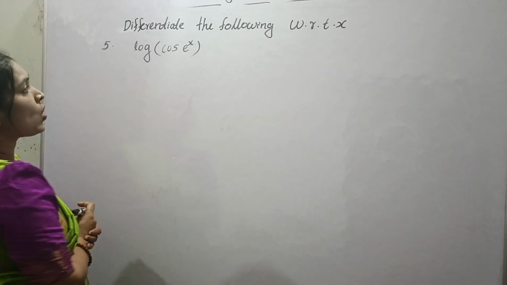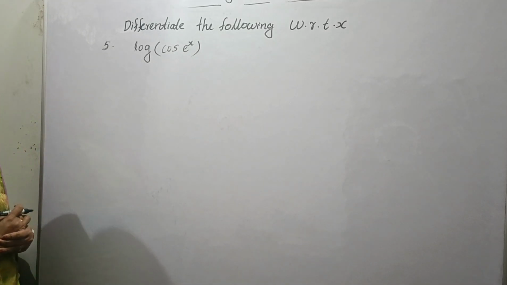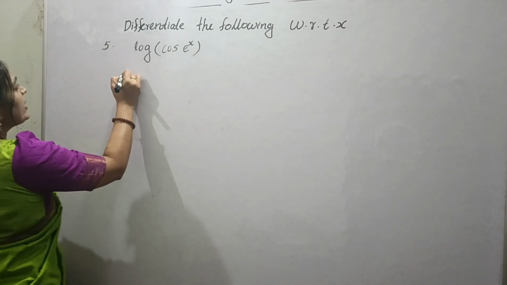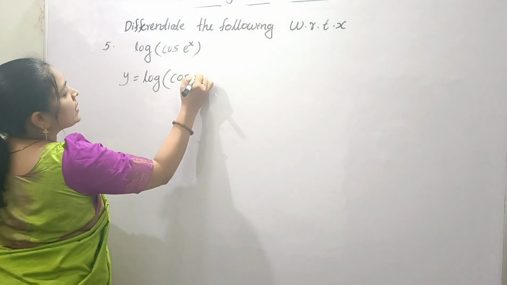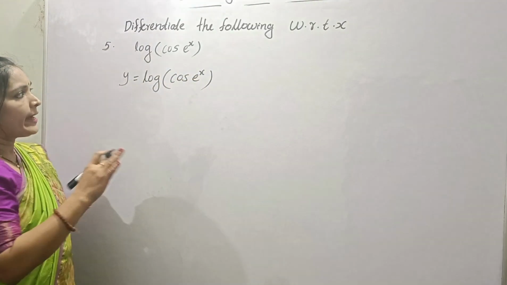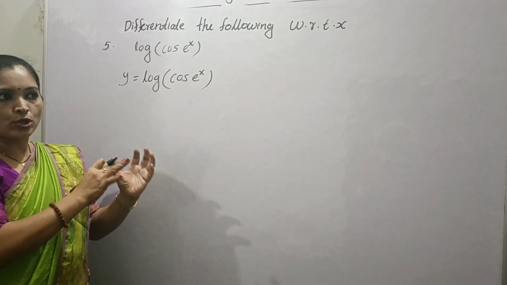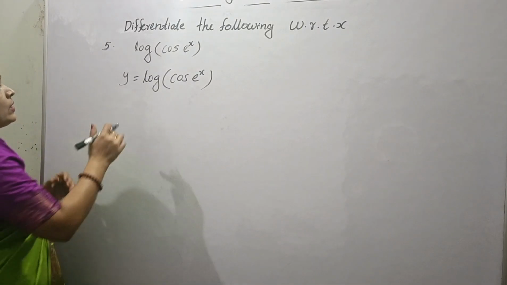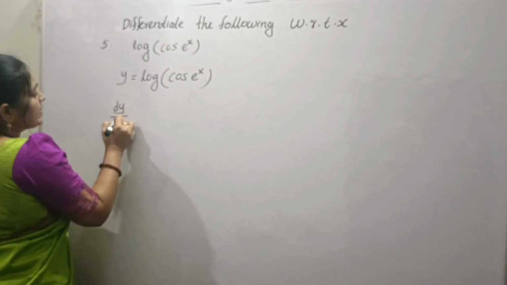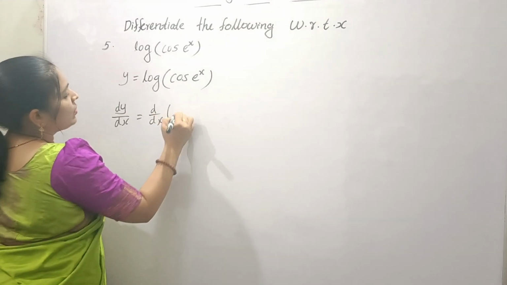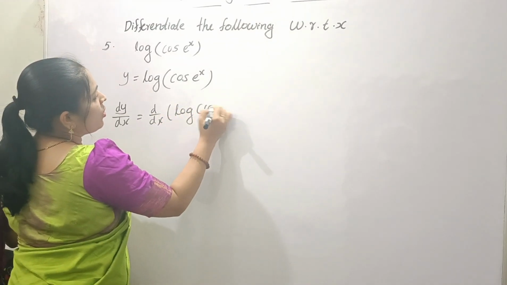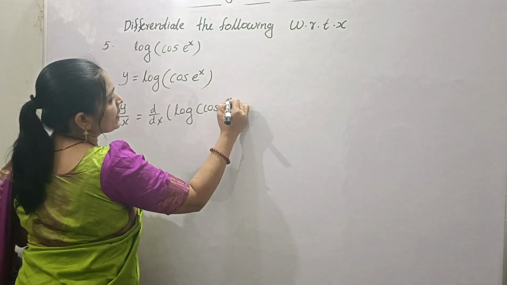Differentiate log of cos e raised to x with respect to x. y is equal to log of cos e raised to x. Here it is not cos into e raised to x, it is cos of e raised to x. So dy by dx is equal to d by dx of log of cos e raised to x.